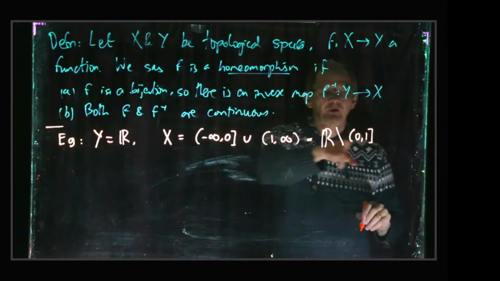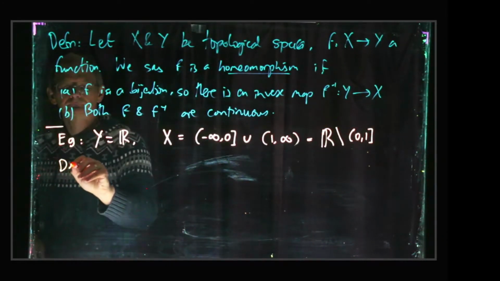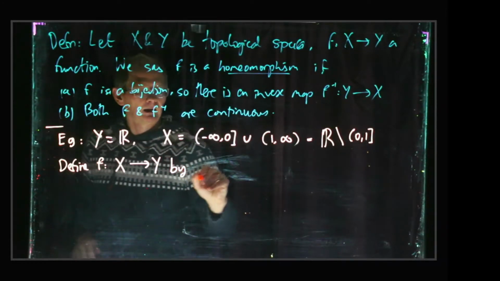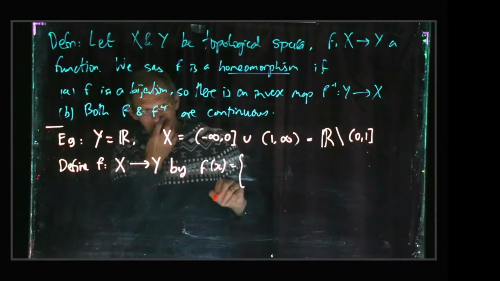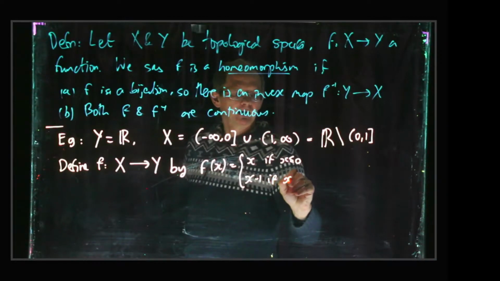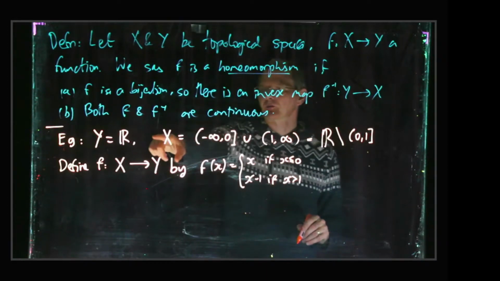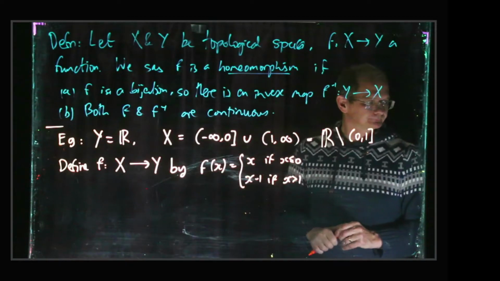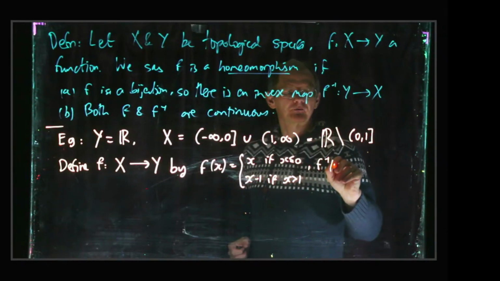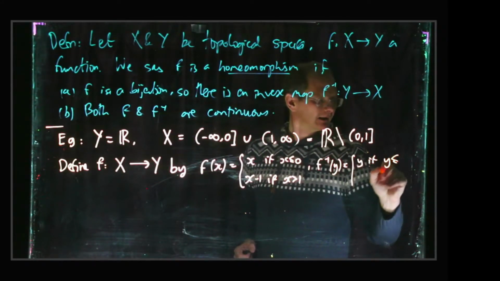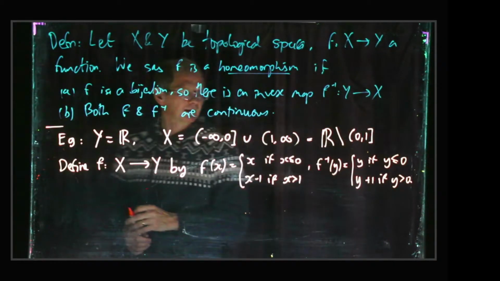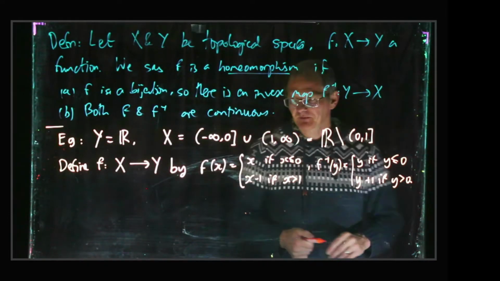Okay, we remove this half-open interval here. And then we just define f from X to Y. So f(x) is just going to be x if x is less than or equal to 0, and x minus 1 if x is bigger than 1. Of course, these are the two parts of your space X, so this gives you a well-defined thing. And it's easy to see this is going to be a bijection, with f inverse of y being y if y is less than or equal to 0, and y plus 1 if y is strictly positive. It's easy to see that it's a bijection. But I want to claim that f is continuous and f inverse is not.